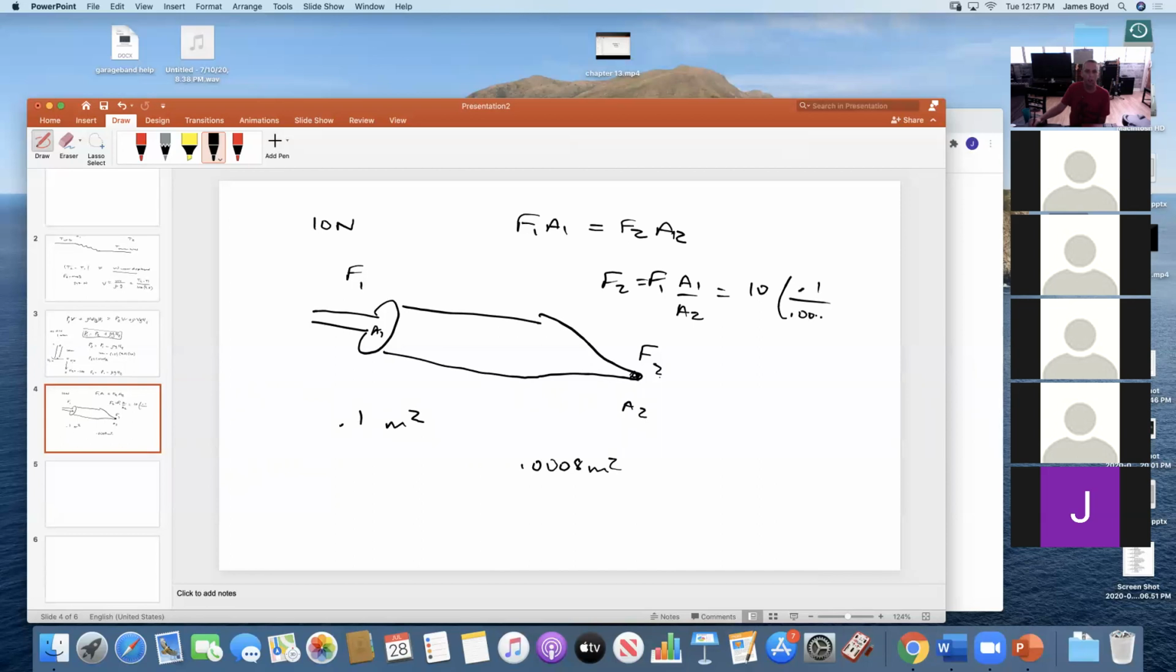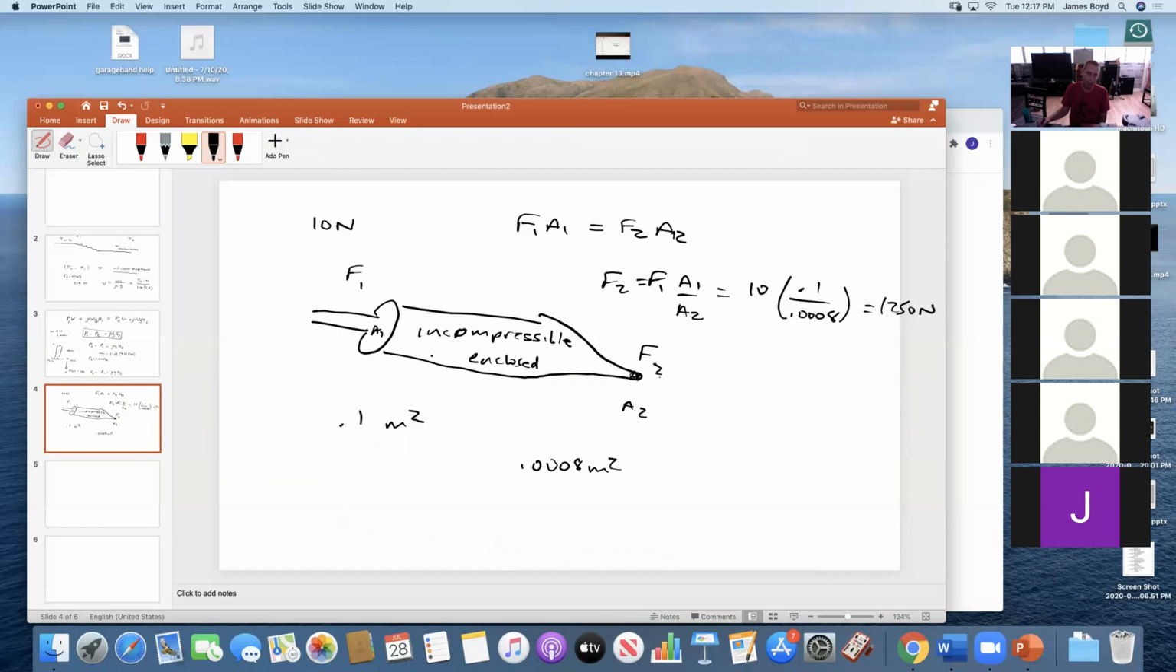0.1 over 0.0008. And so that force coming out would be 0.1 divided by 0.0008, which would be 125 newtons times 10, which would be 1250 newtons. The reason for that, though, and here's the whole idea behind Pascal, is that this is an incompressible fluid, which means that its volume can't change, and it's enclosed. Okay, so anything we push here has to push with the same force out.